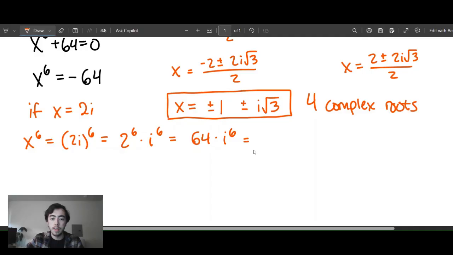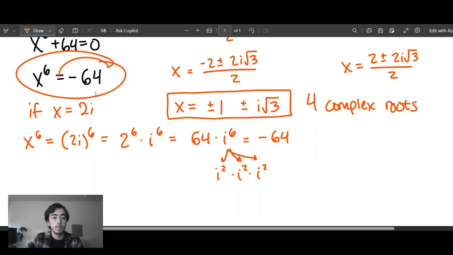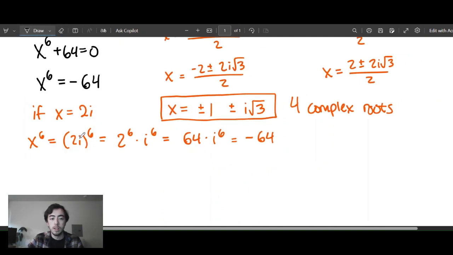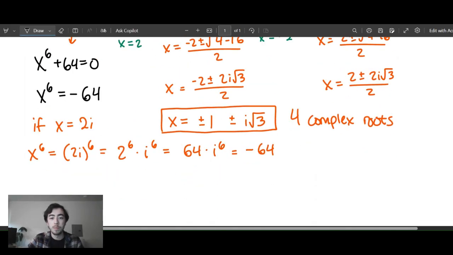And then I think the best way for me to think about what's happening here with i to the 6th is to break it up into 3 i squareds. Each of those is equal to negative 1. And so you get 64 times negative 1 times negative 1 times negative 1. And ultimately that gets me to negative 64, which is exactly what I wanted to get right here. And I found another complex root, 2i. That also works. Well, I still need to find 5 more.